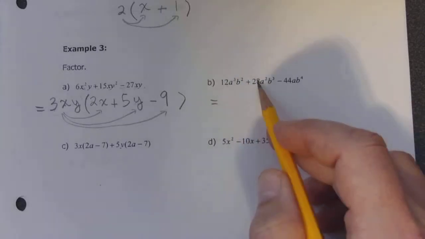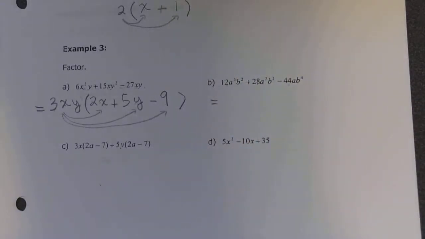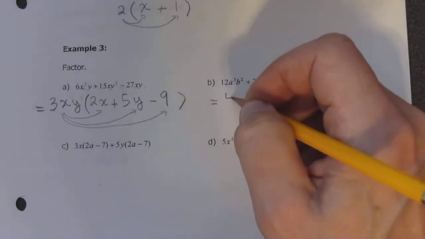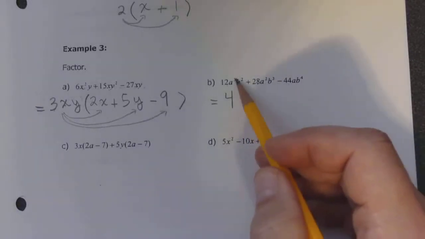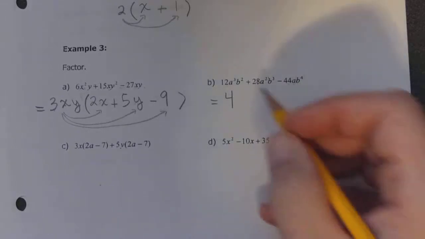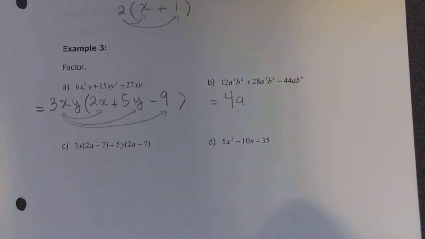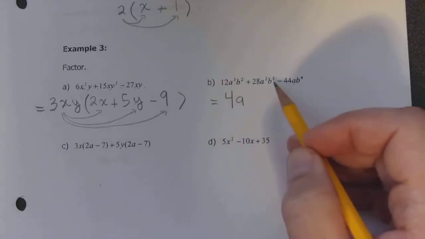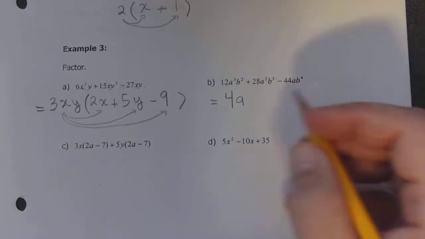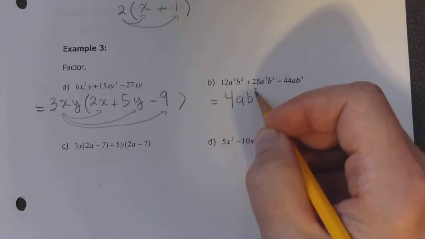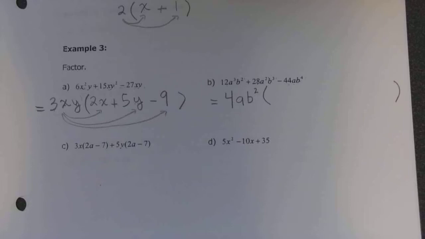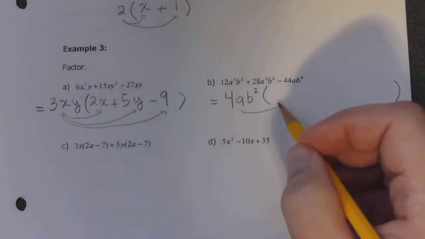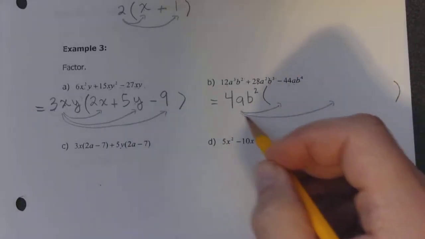Okay? Letter B, same idea. Trinomial, 3 terms. So do our coefficients first. 12, 28, 44. And if you said 4, you're right. Then do your variables. Let's do our a's. A cubed, a squared, a. Pull out the lowest one. And now our b's. B squared, b cubed, b to the fourth. Pull out the lowest one, which is b squared. Okay, do a big bracket, because it's going to be a trinomial in there.